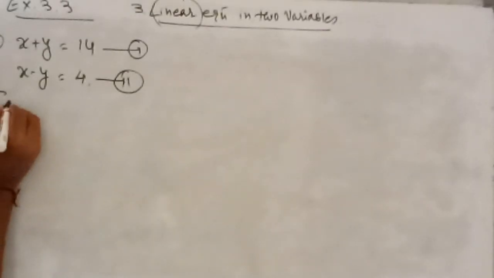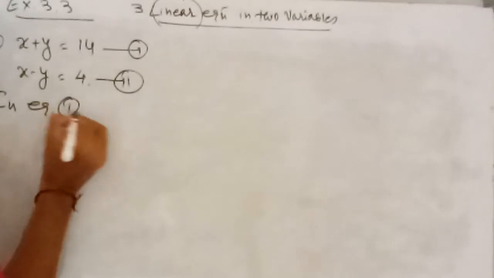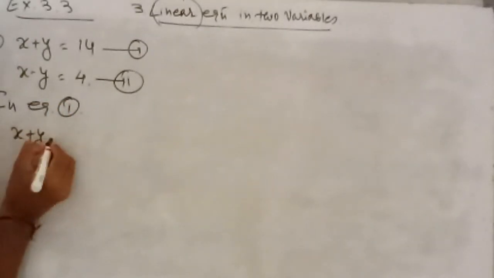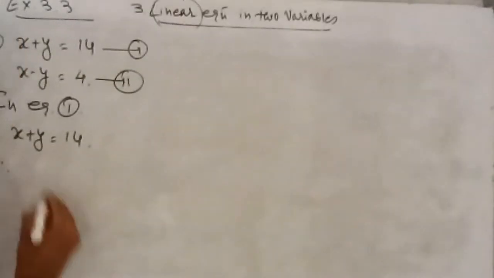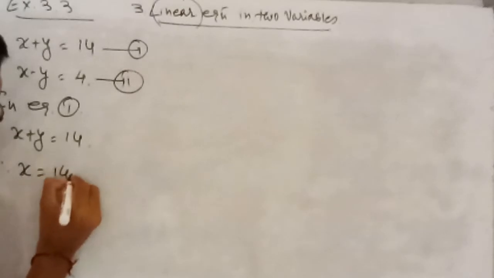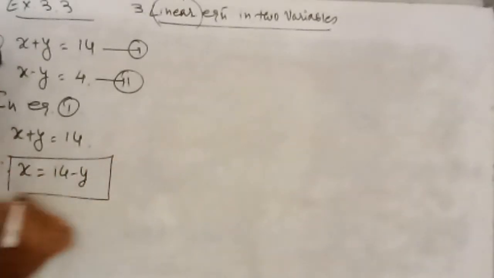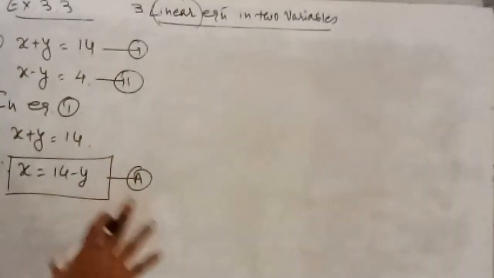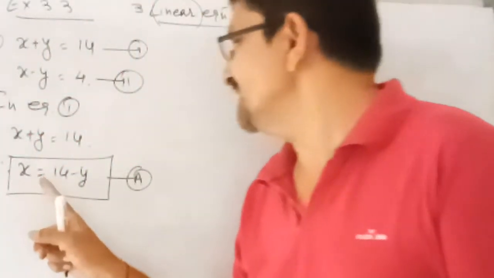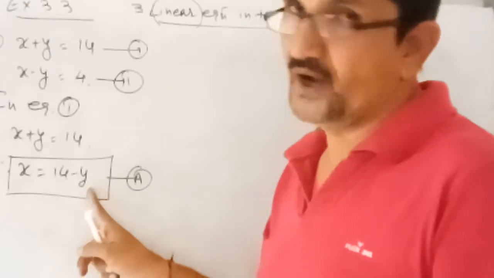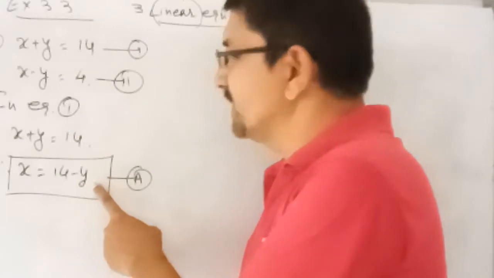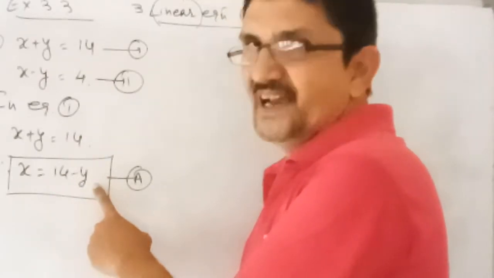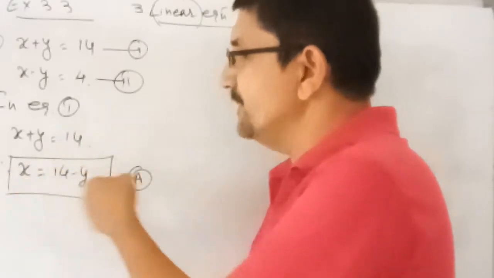So in equation 1, x plus y is equal to 14. Keep one variable on one side. So therefore x is equal to 14 minus y. So this is the equation A we consider, in which we are getting the value of x in the form of y. So x is equal to what? 14 minus y. Whatever the value of y we replace over here, 14 minus that value is equal to x. So this is the required equation. Just consider it as A.